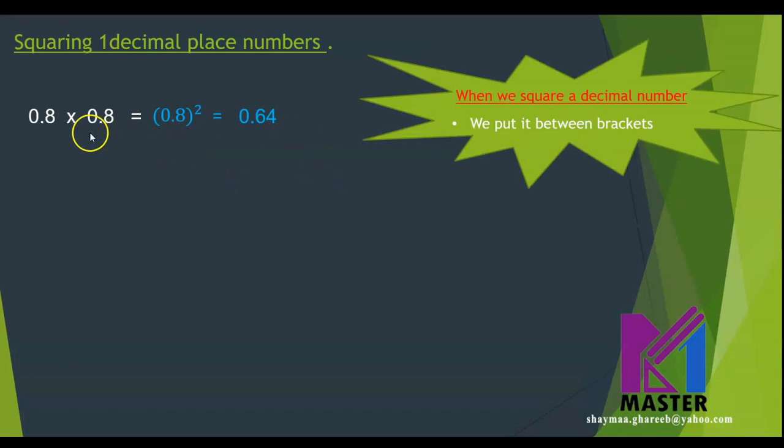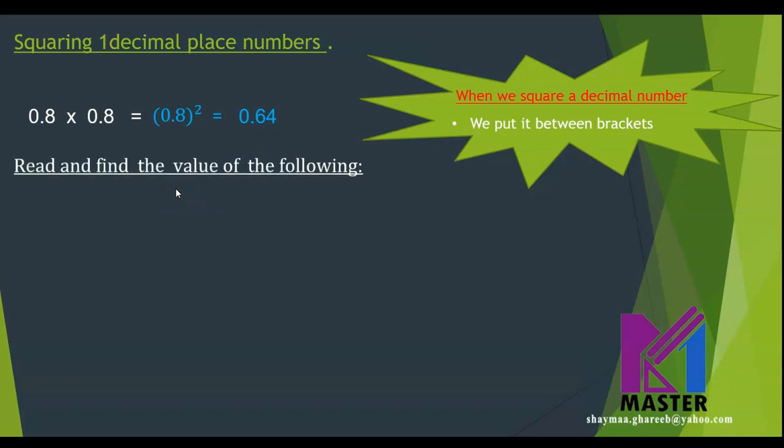0.64. And also for squaring a decimal number, we have to put it between brackets as well, same as the negative number. So when I'm squaring a negative number or a decimal number, I must put the number between brackets. So 0.8 times 0.8 is the same as 0.8 squared, which is equal to 0.64. Is this clear?